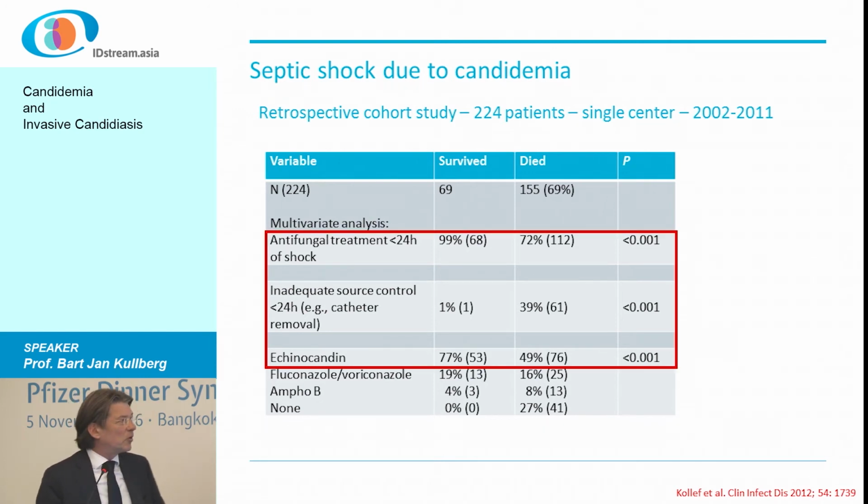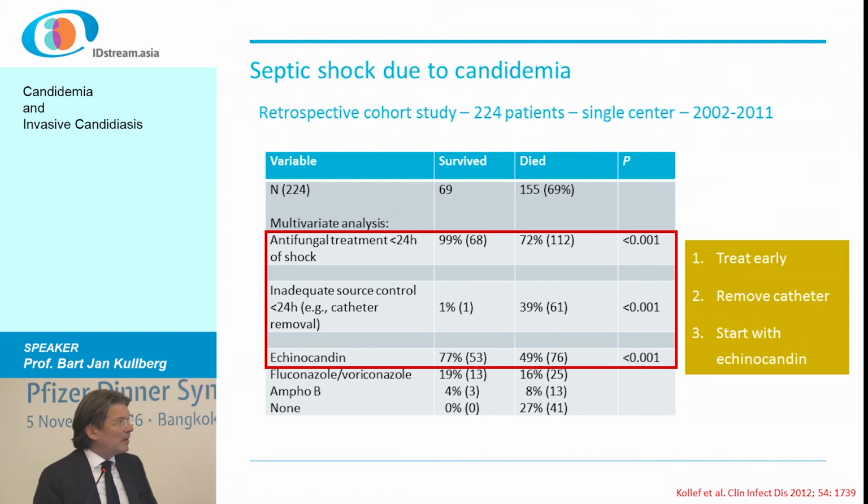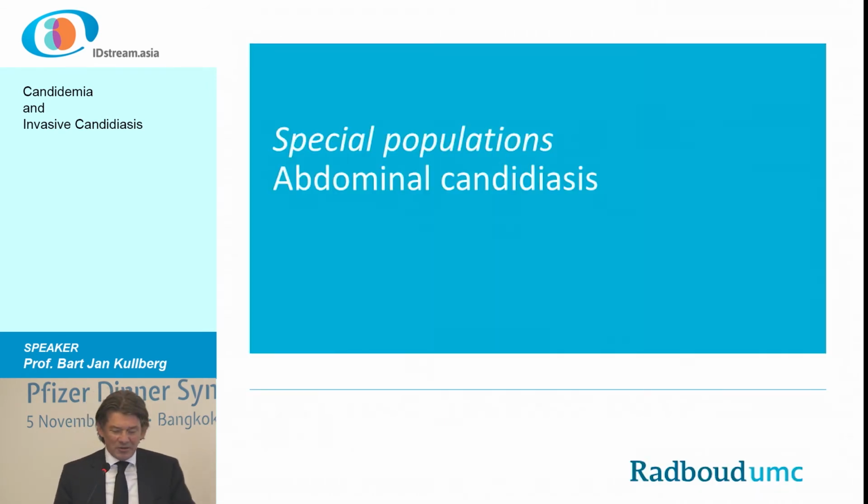And if you do the multivariate analysis, 3 factors came up predicting a beneficial outcome: early treatment of septic shock within 24 hours, adequate source control, which basically in patients with candidemia means pulling the catheter, and prescription of any of the echinocandins as opposed to fluconazole, voriconazole, or amphotericin B. So again, the 3 items that we see come back every time in patients with candidemia or invasive candidiasis: treat early, remove the catheter, and start with an echinocandin.